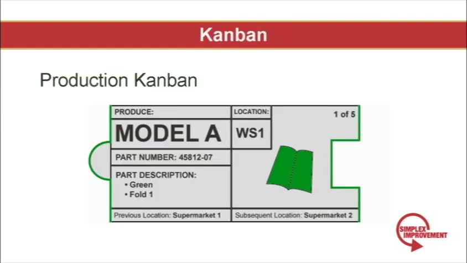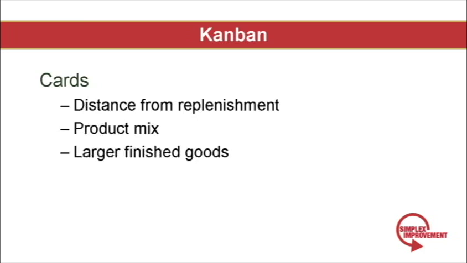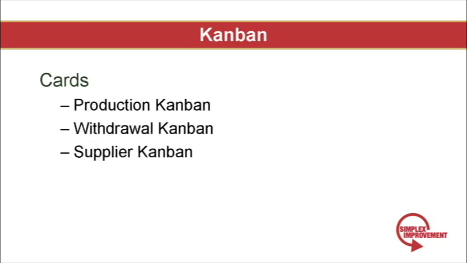Now, cards are what generally pop into people's minds when you mention Kanban. Like bins, cards are used when there is some distance between the supplying process and the customer process. They're used when there's some product mix involved, and they're generally housed on the product container in plastic or vinyl sleeves. There are three main types of Kanban cards. They are the production, the withdrawal, and the supplier.